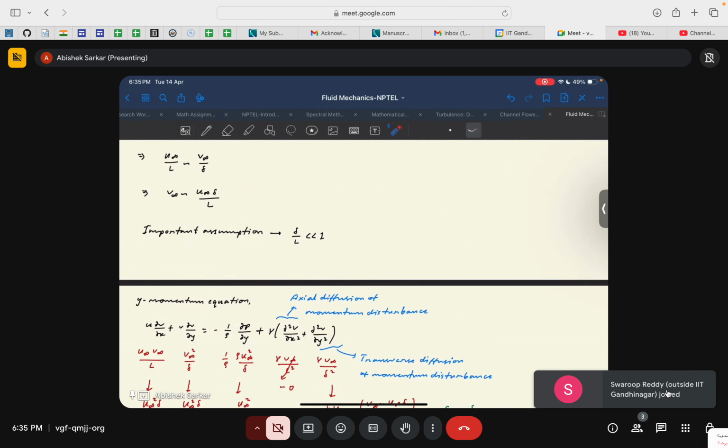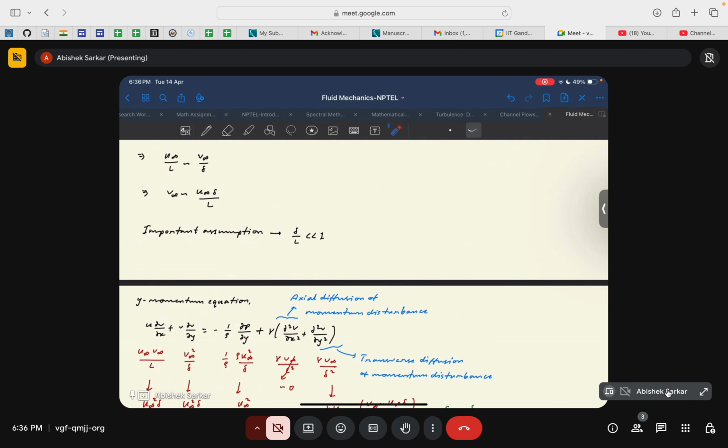So this is the conclusion that we get from the mass conservation or continuity equation: the velocity along the y direction varies as u infinity delta by L, and since delta by L is much lesser than 1, v infinity is much lesser than u infinity. So this is the conclusion that we get.